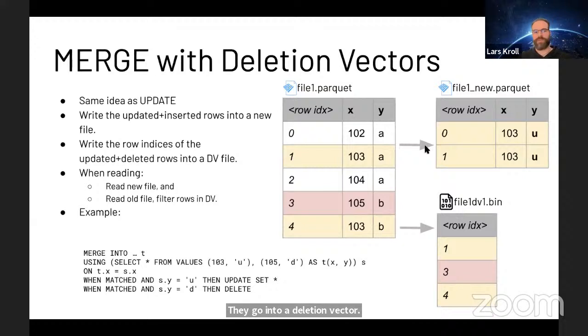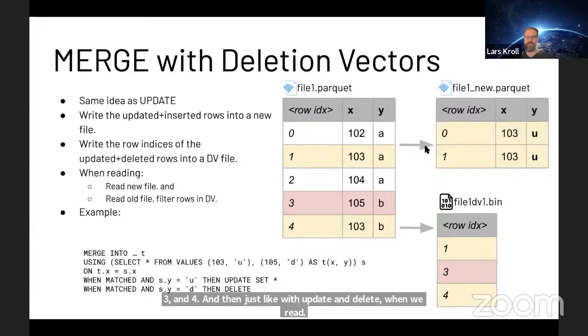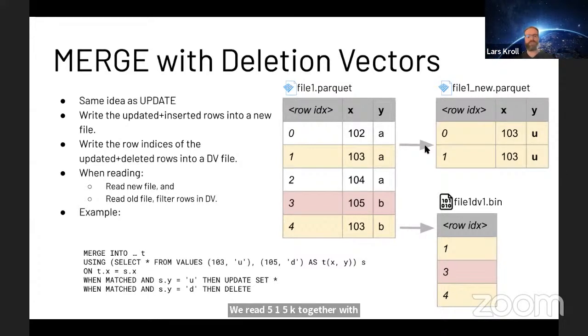And then just like with update and delete, when we read file 1 Parquet together with the deletion vector that we wrote to eliminate the rows that have been invalidated, basically, the updated and deleted rows. And we union that with file 1 new Parquet, which contains the updated values for the rows. Okay. All right. That is the idea for both merge and update.